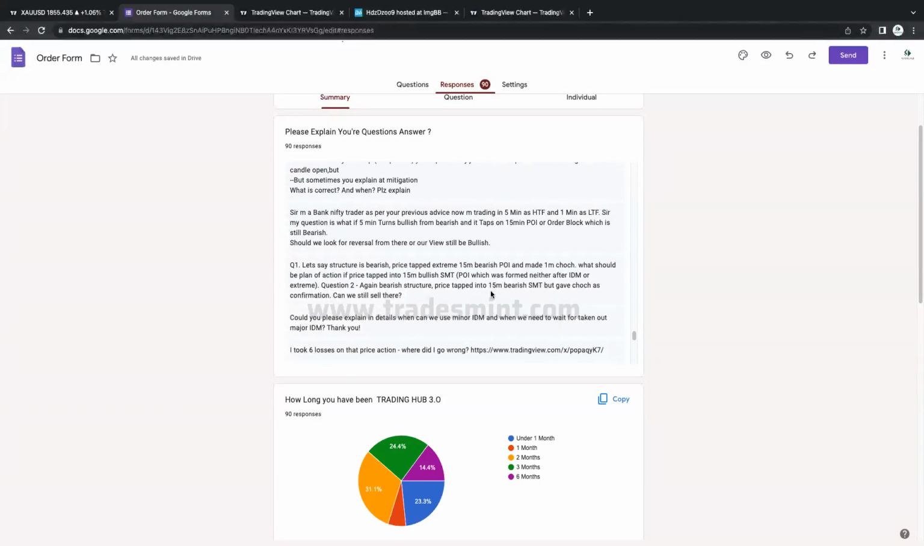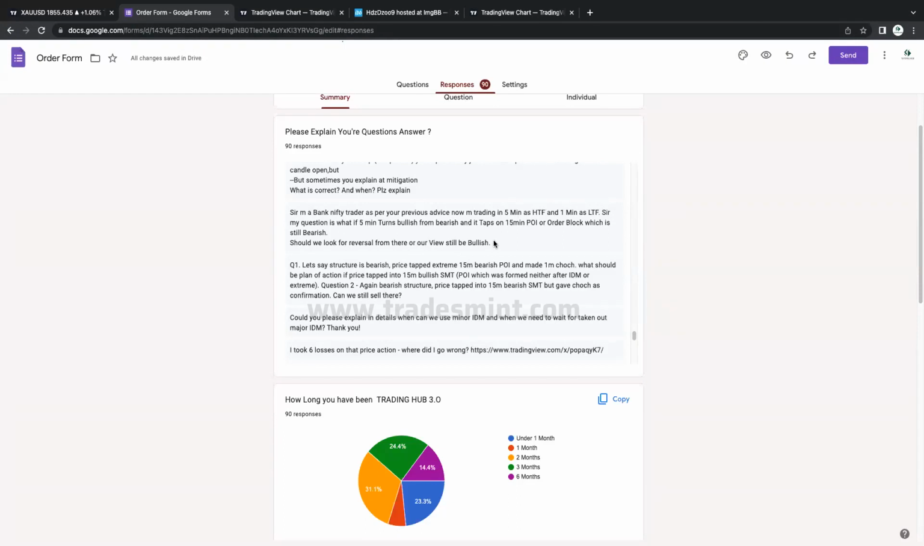So Bank Nifty trader, as per your previous advice, now I'm trading 5 minute and 1 minute entry. My question is, if the 5 minute turns bullish from bearish after it taps a 15 minute PD order block which is still bearish, should I be looking for the reversal?